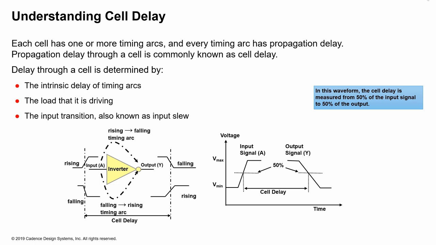So we calculate cell delay based on the intrinsic delay of the timing arcs, what load it's driving. So basically we measure the output load, and then based on that load we actually determine the delay of the cell. And also what is the input transition. Sometimes input transition and input slew are actually kind of interchangeably used. And basically we're using the input slews or transitions to calculate the delay through the cell.